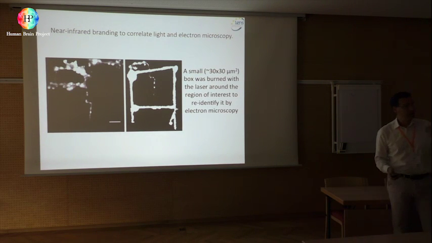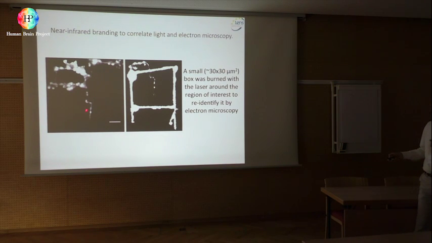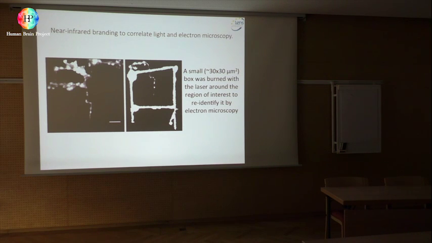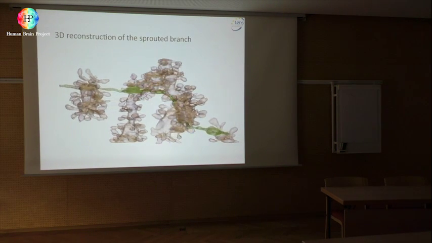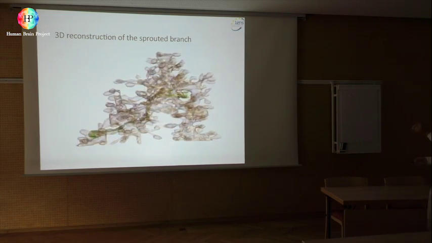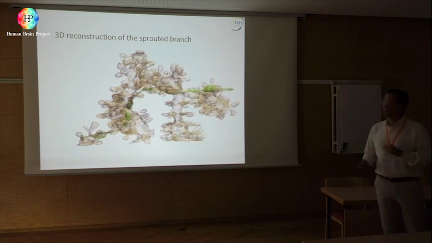So the trick is the following. I take a sprouting branch image, and then with my laser I write an asymmetric figure around this branch. Now, once I've done it, I kill the mouse, I remove the brain, I fix the tissue, and then I reconstruct, and there we go. I image the same particular branch that I was imaging with two-photon, now with electron microscopy.